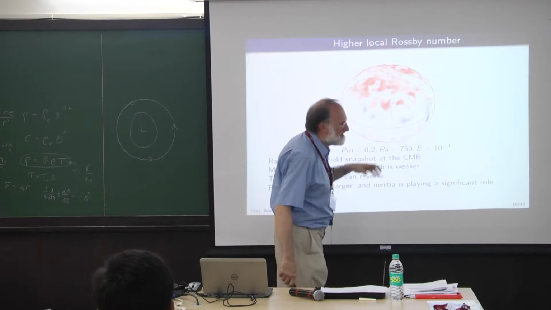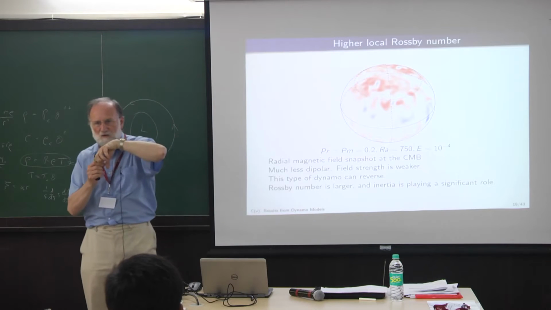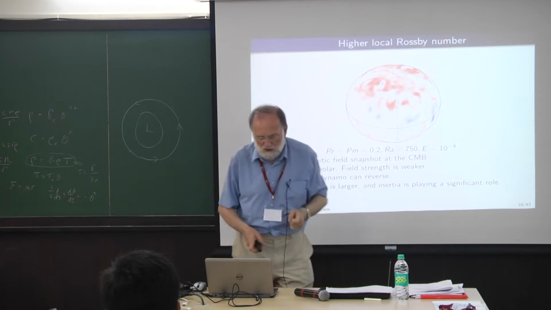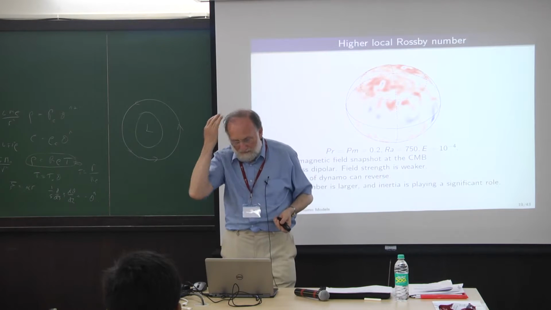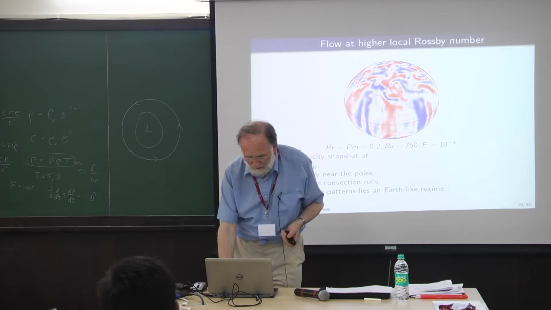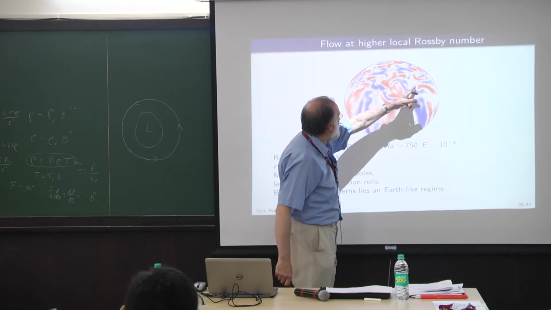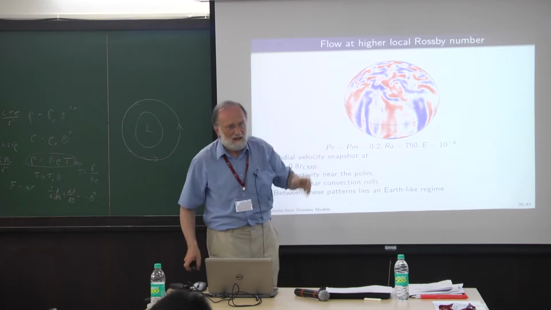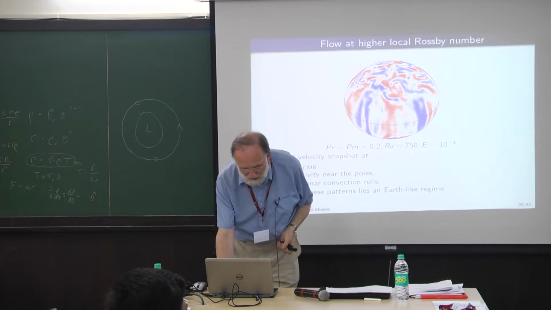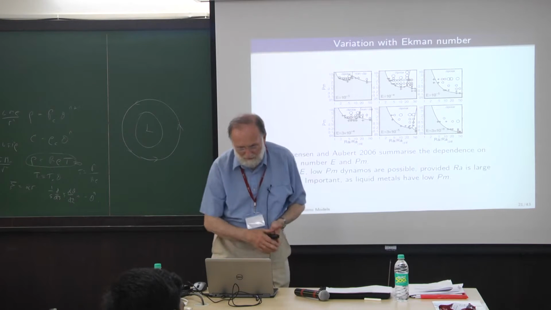So that's telling us that the rotation is very important for organizing the field in order to get large-scale structures. Without the rotation, you don't get large-scale dipolar-type fields. And the flow, well, there you see bits of columnar structure still there, but basically it's a mess. And that's basically what's happening as you increase. You get more activity at the poles, less columnar rolls, and that's basically what happens.